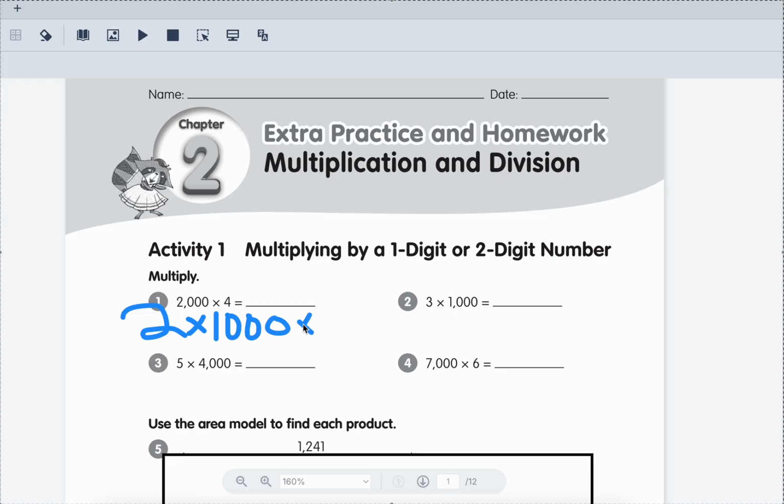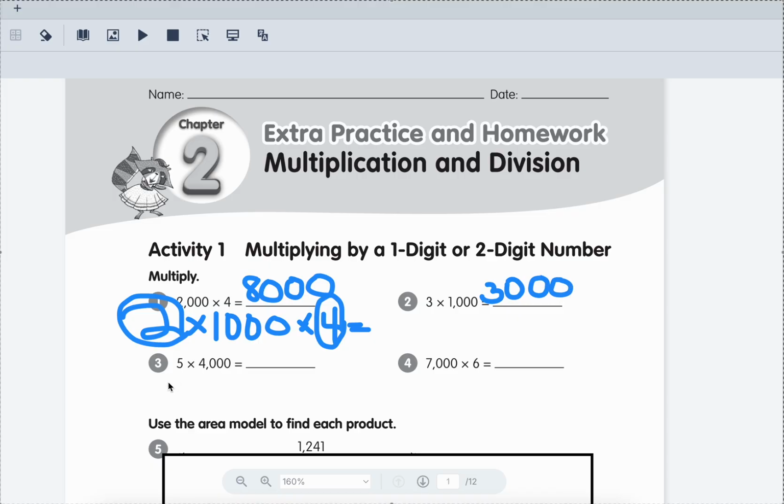times 4. And when we're looking for facts, we know 2 times 4 is 8. And 8 times 1,000 is 8,000. So we definitely want to be breaking apart, or what we call decomposing numbers. Okay? So if we come down here, because we know we're not really breaking apart this. 3 times 1,000 we know is 3,000. So you can all fill that in.